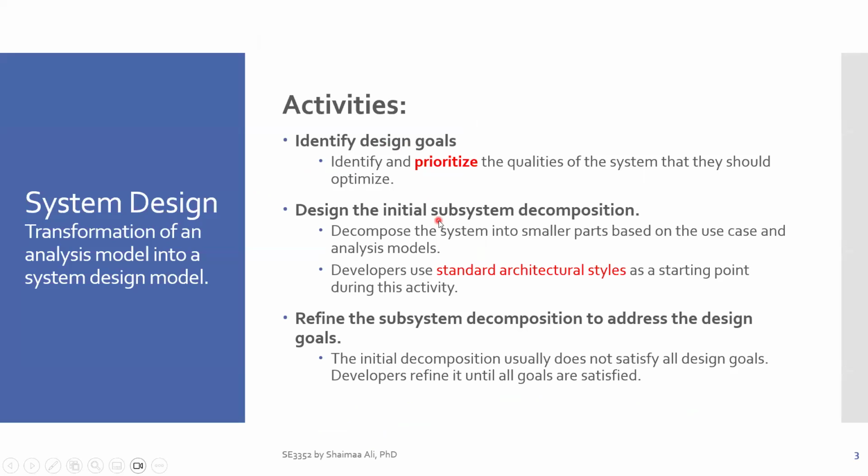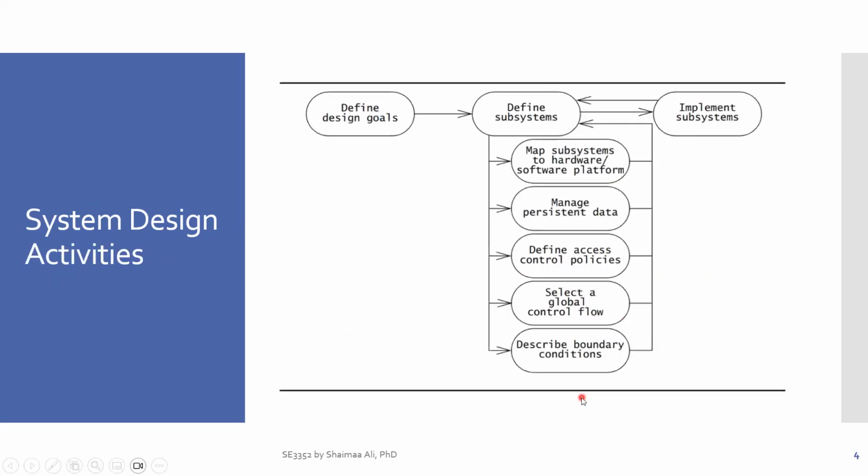So the general activities, the high-level activities that we have in system design include identifying design goals, defining the initial subsystems, and refining the decomposition or the design of the subsystems in several iterations in order to meet the design goals. Now, more details under defining the subsystems is what we're going to talk about this week.